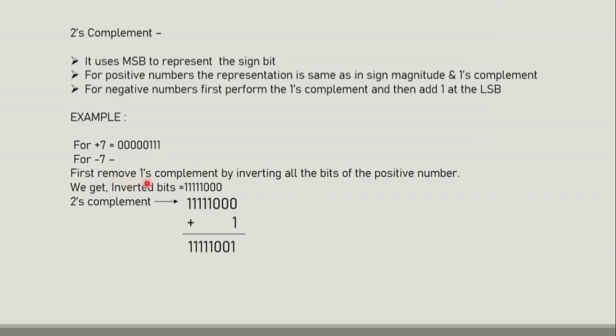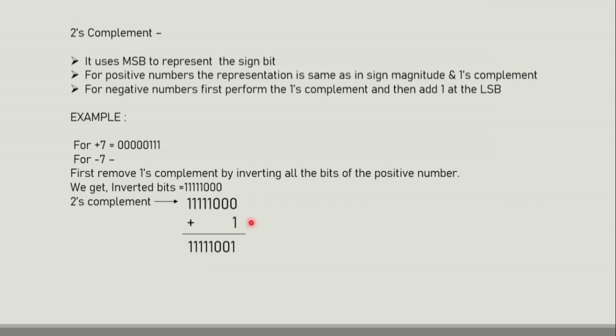Means, see here, first find the one's complement by inverting all the bits of the positive number. What is our positive number? 5 times 0, 1, 1, 1. Then the inverted bits are 1, 1, 1, 1, 1, 0, 0, 0. Just flip 0 to 1 and 1 to 0. We will get the 1's complement of 7. Now to find the 2's complement, we just have to add 1 at the LSB position. So here is our 1's complement. Then we add 1 at the LSB, that is the least significant bit. So 0 plus 1 is 1, the other bits as they are, and this is the answer for the 2's complement of -7.